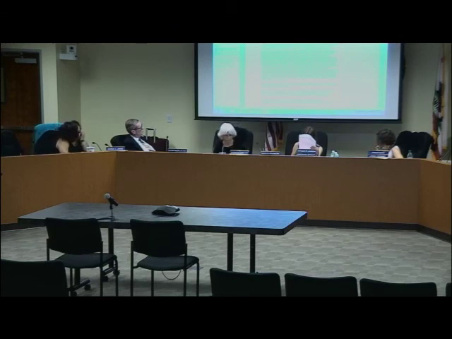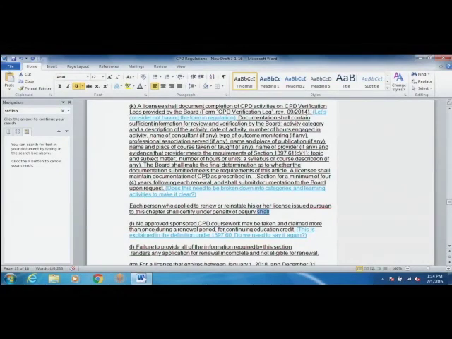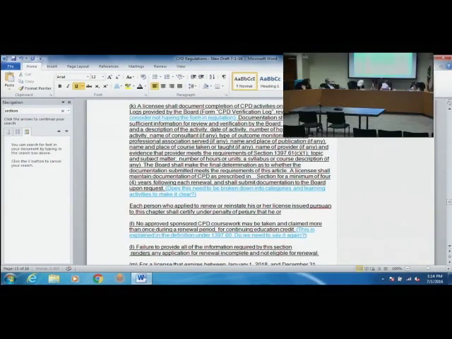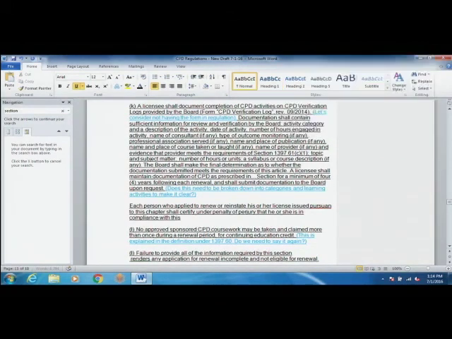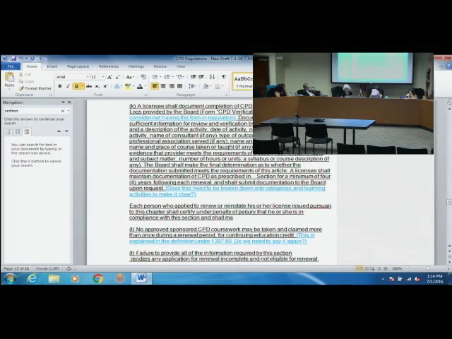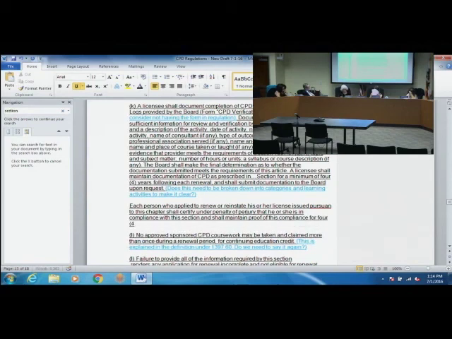Do you want to kind of do a hybrid and say, a licensee shall certify under penalty of perjury that he or she is in compliance with this section and shall retain proof of this compliance for a minimum of 4 years following each renewal, and shall submit proof to the board upon request? Very good. So 4 years following its renewal. Is that what we're saying? Yeah. So after 4 years, just add following each renewal.